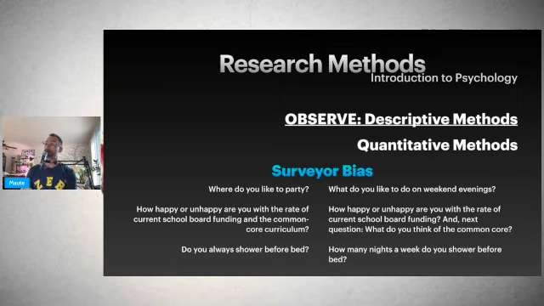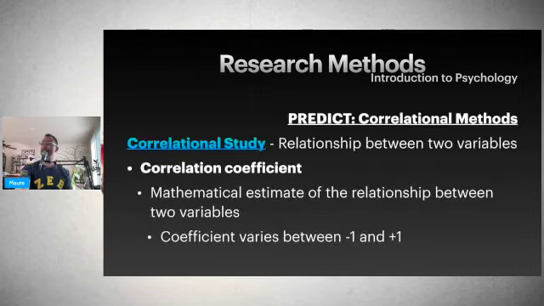Last example, do you always shower before bed? That almost sounds accusatory. Another way of asking, getting at the same answer, is, how many nights a week do you shower before bed? Some people don't shower before bed. Some people shower when they wake up. Some people do both. All right. So I think that from these examples, it's pretty obvious to see how surveyor bias could change results.